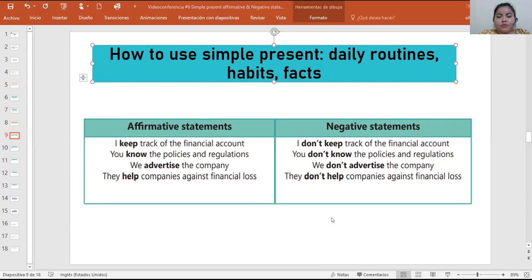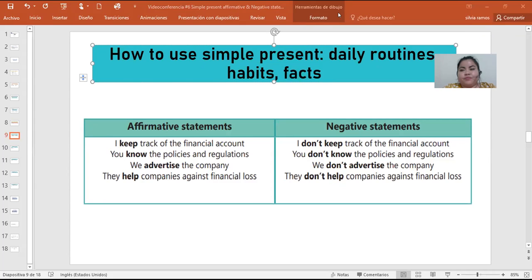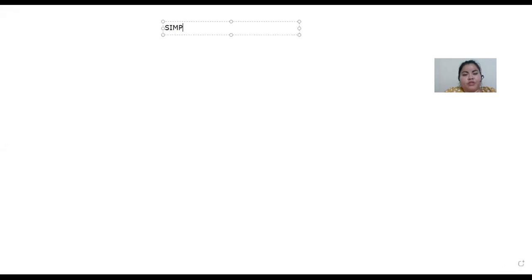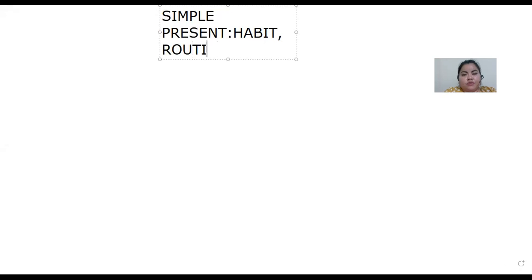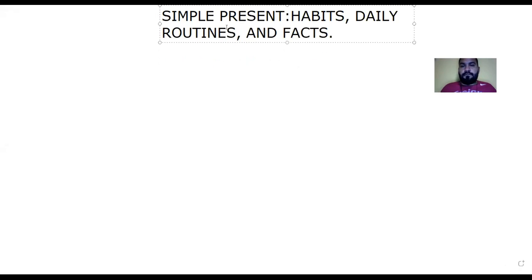So now, I am going to explain to you the simple present and its forms. Please pay attention on what we are going to do. Pongan atención y ya vamos a hacer nuestros propios ejemplos. We have the simple present. ¿Para qué dijimos que íbamos a utilizar el simple present? Habits, daily routines, and facts. That is correct.